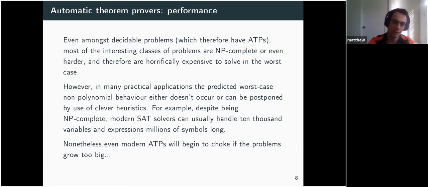Interestingly, in many practical applications, the worst case doesn't occur, or you can use clever heuristics for deciding how to solve these problems that in most cases avoid the worst case, this exponential blow up in performance. And what this means is that for examples that occur in the real world, they can actually handle remarkably big ones. So, 10,000 variables, expressions millions of lines long for SAT solvers.